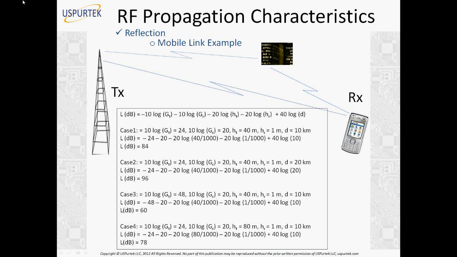In case 4, your gain remains the same, but your height increases. We double the height of transmit antenna from 40 meters to 80 meters. Now the power loss is 78 dB. It's reduced by 6 dB.